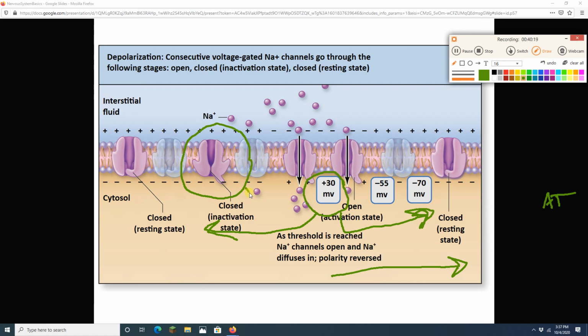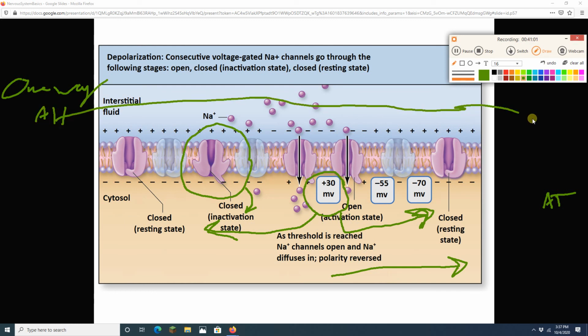No. Why not? Because this guy is currently inactivated. The fact that we inactivate the sodium channels for a brief moment right after they were open prevents the action potential from turning around and going backwards. If we didn't do this, it would be a feedback cycle that never stopped, and that would be terrible. So the inactivation state makes sure that our action potential is a one-way event from the hillock towards the terminal.